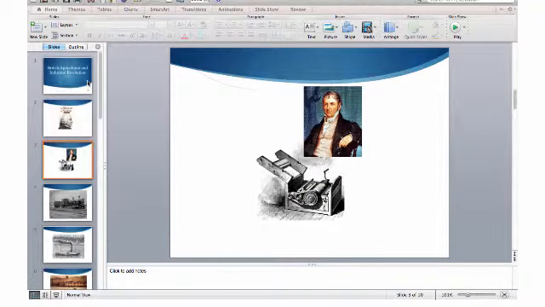We'll now go to 1793 and the development of Eli Whitney's cotton gin. The cotton gin allowed for picked cotton to be produced and woven much faster than cotton woven by hand. Up to 50 pounds of cotton were woven per day through the cotton gin.